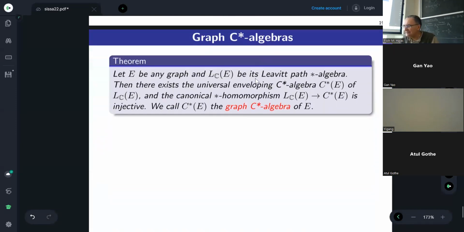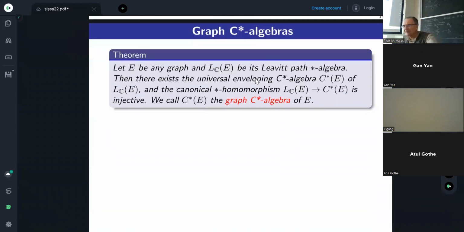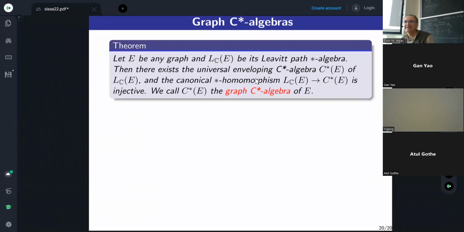Okay, now take home. Ludwig, you stole some minutes. But this is the last slide. This is really a take-home message. The whole lecture today was tuned so that I can deliver this theorem-definition. Let E be any graph and let L_C(E) be its Leavitt path star algebra. Then first, there exists the universal enveloping C-star algebra, C*(E), of this L_C(E), and the canonical star homomorphism mapping the star algebra into its C-star envelope is injective. We call C*(E) the graph C-star algebra of E.